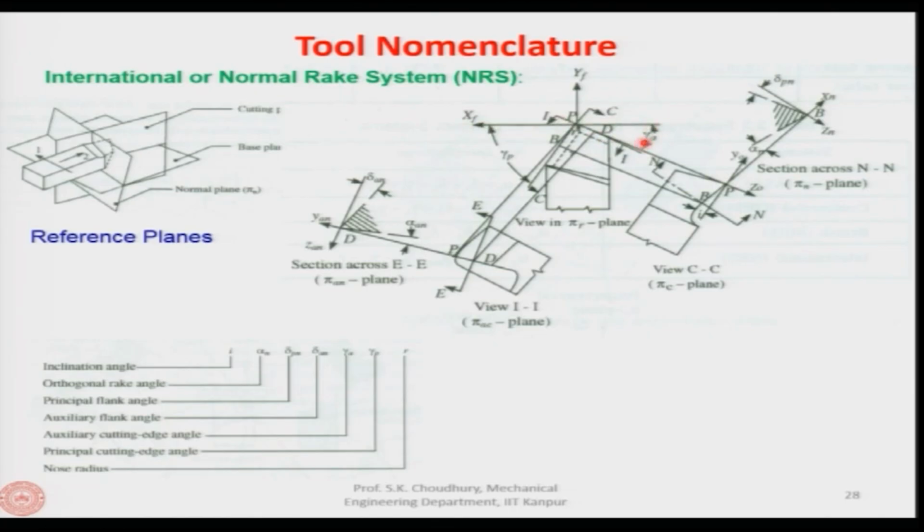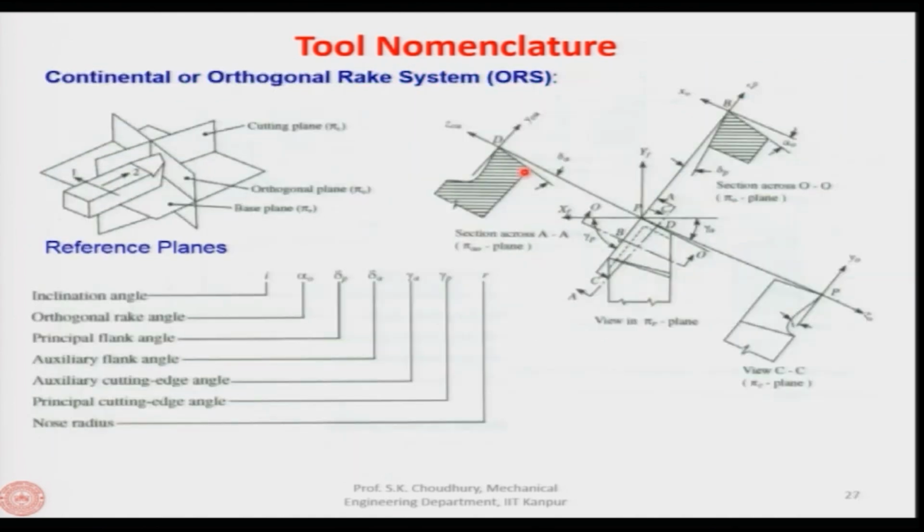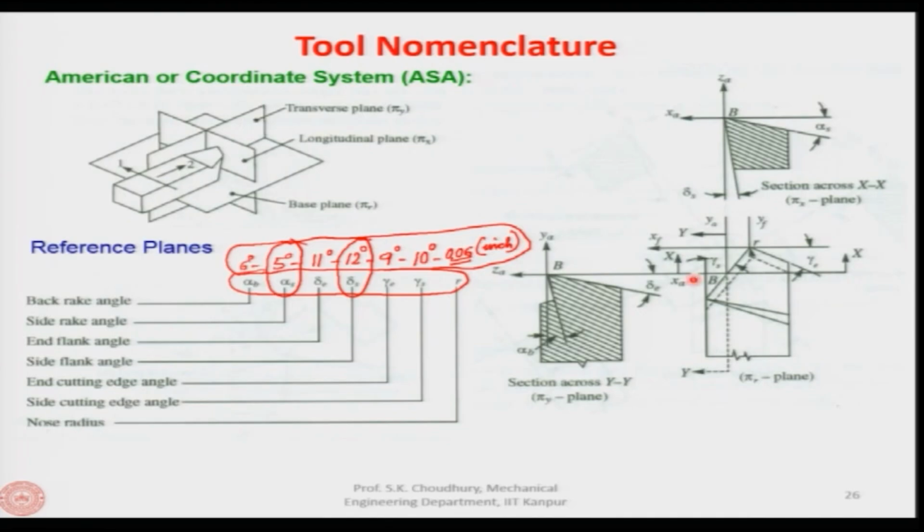So, mind it, here we have given the principal cutting edge angle and the auxiliary cutting edge angle, which is the ORS. But in case of the ASA system, as you can see, it is not the principal cutting edge angle, but 90 degree minus the principal cutting edge angle. So, this is given in the ASA as gamma s, and gamma s is the side cutting edge angle. Side cutting edge angle is 90 degree minus the principal cutting edge angle. So, this is the difference.